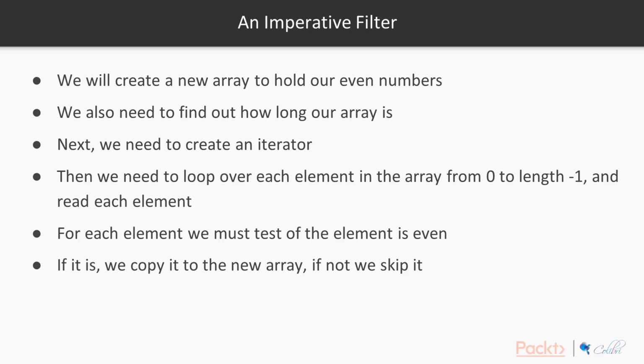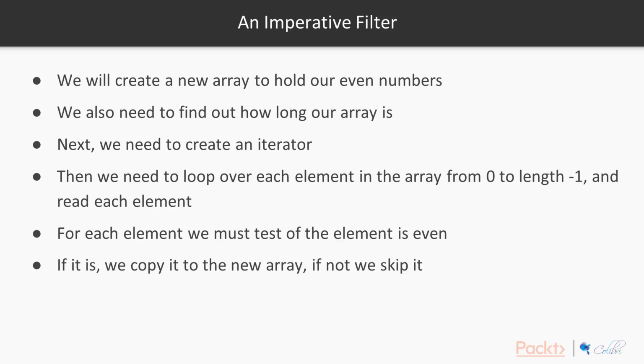But firstly, before we can do anything, we need to find out how long our array is. Then we need to create an iterator to go over every element in that array. Then we need to loop over each element in that array from 0 to length -1 and read each element. Now remember that in Java it's a 0 index language, so the first element in the list is always 0 and the last is always the length -1.